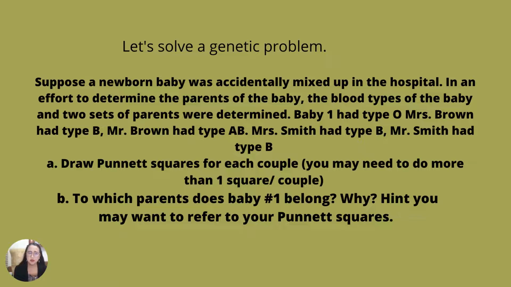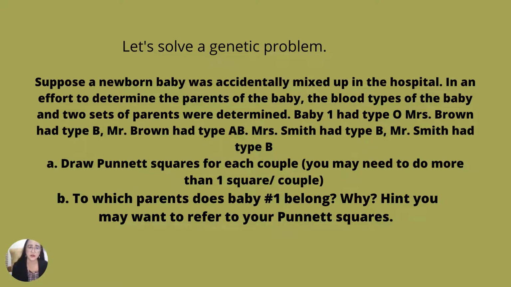Suppose a newborn baby was accidentally mixed up in the hospital. In an effort to determine the parents of the baby, the blood types of the baby and two sets of parents were determined. Baby 1 had type O blood. Mrs. Brown has type B blood, and Mr. Brown has type AB blood. Mrs. Smith had type B blood, and Mr. Smith had also type B blood.